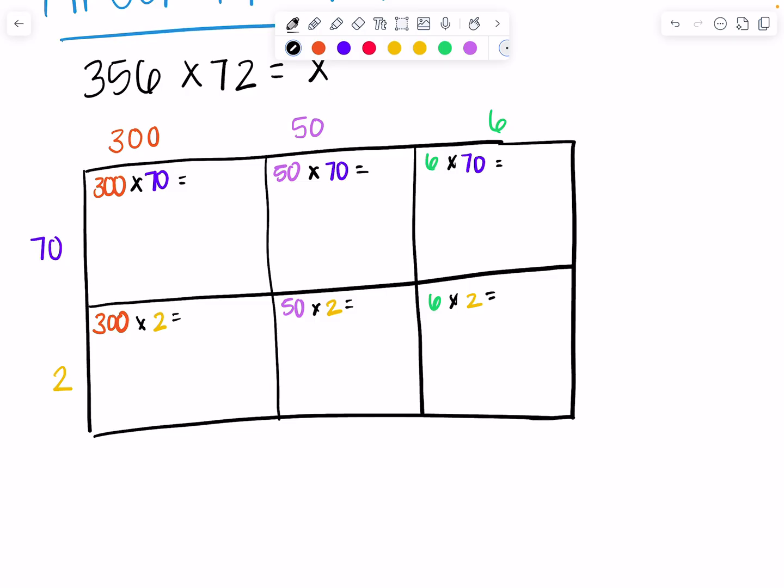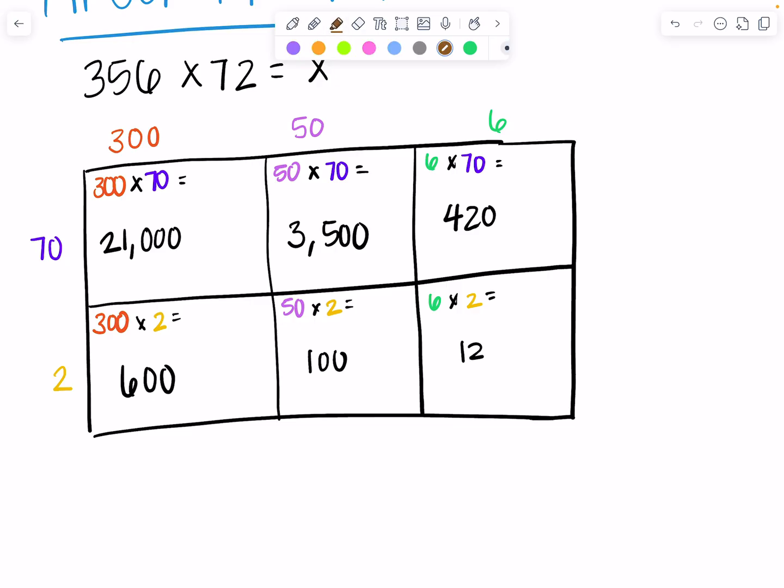Okay, so now I'm going to solve for this. So 300 times 70 is 21,000. 300 times 2 is 600. 50 times 70 is 3,500. 50 times 2 is 100. 6 times 70 is 420. And then 6 times 2 is 12. So these are what we call our partial products.